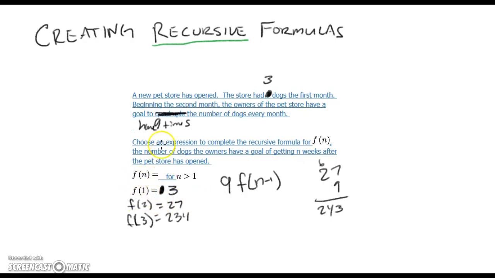Good luck on the video. Essentially, your key components are how many times it is being multiplied, and then I just take the previous term, f of n minus 1.